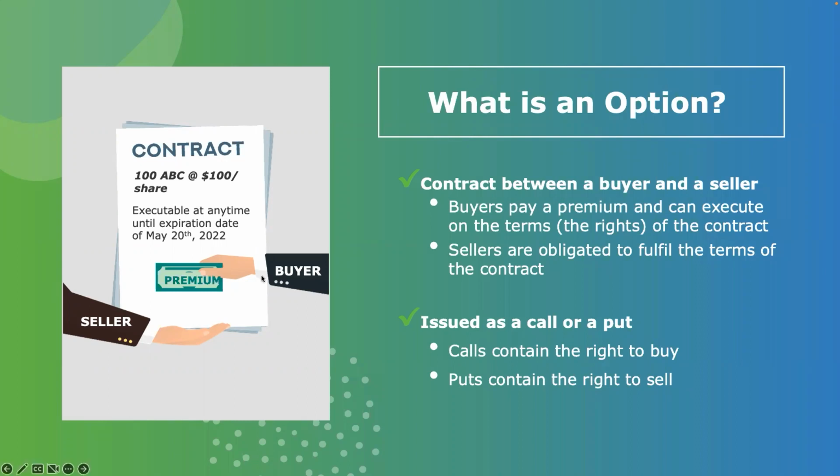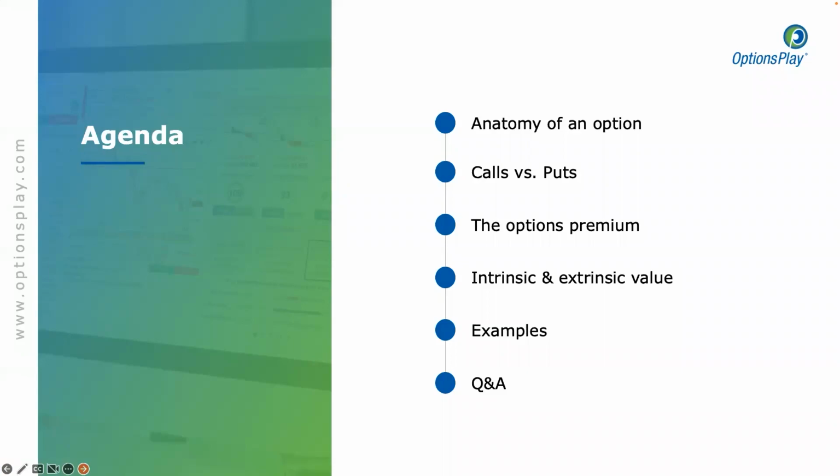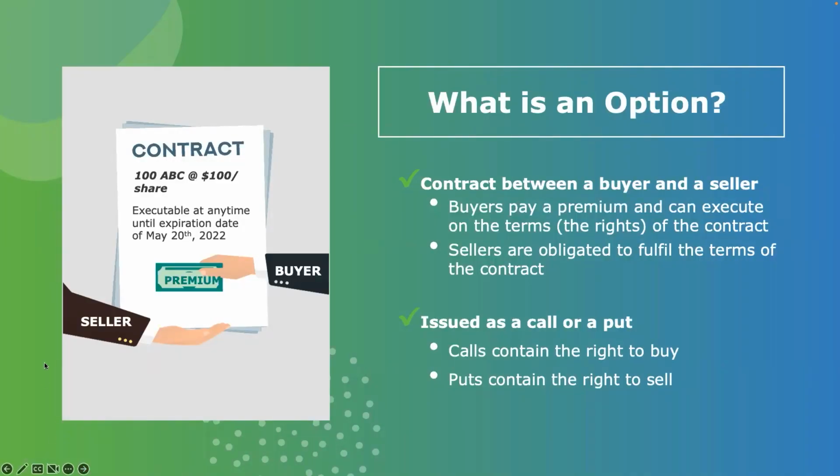Now, I do have some terms within this contract and this visual. The contract is normally executable at any time through the expiration period if it's issued as an American style contract. And this contract represents 100 shares of ABC at $100 per share.